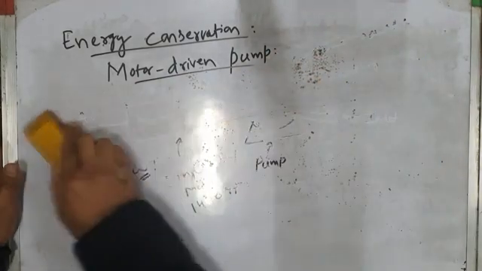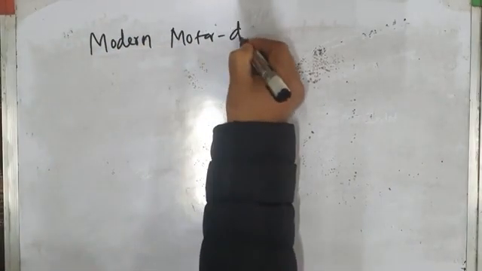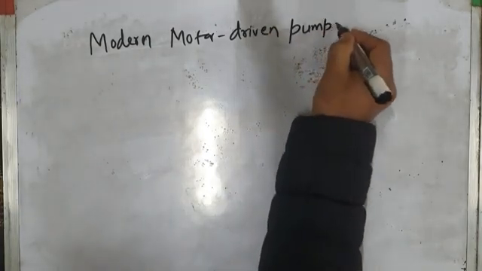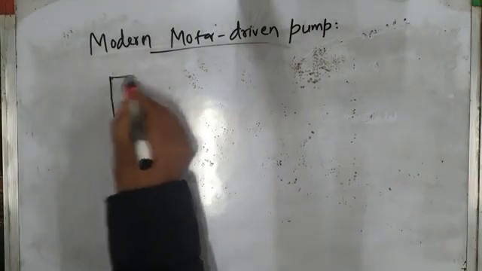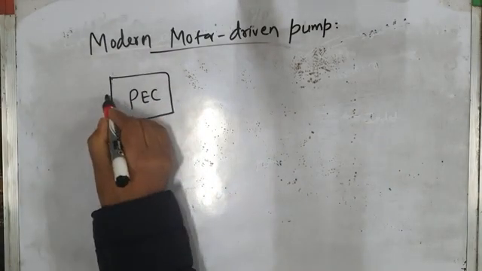What is the solution to this problem? The solution is to replace the conventional motor-driven pump by a modern motor-driven pump. In a modern motor-driven pump, we include a power electronic converter also. So it is like this. We have a power electronic converter. This is PEC, power electronic converter.